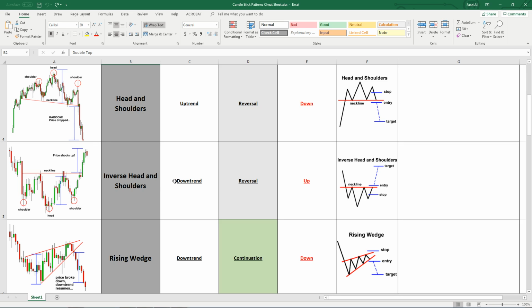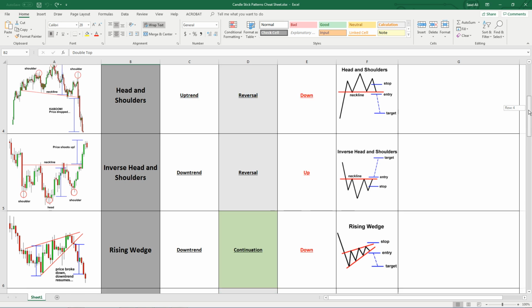So this formed during a downtrend. It's a reversal signal or pattern, reversal pattern, and the next move is up. And this is how you could trade it. So you see the pattern form, you predict that the price is going to go up. You can enter your buy order here and set a stop loss.